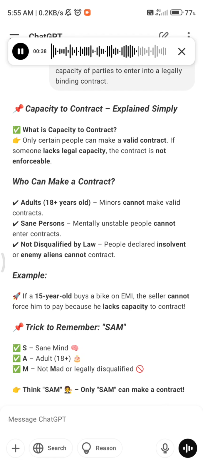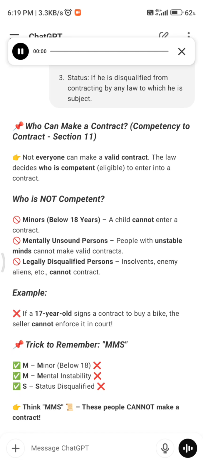Trick to remember, SAM. S, sane mind. A, adult, 18 plus. Not mad or legally disqualified. Think Sam. Only Sam can make a contract. Who can make a contract? Competency to contract, Section 11. Not everyone can make a valid contract. The law decides who is competent, eligible to enter into a contract.